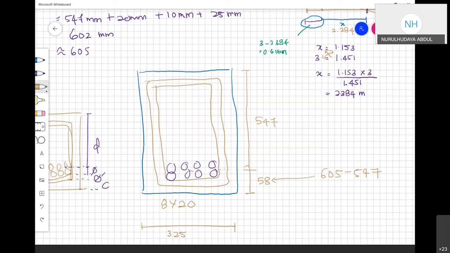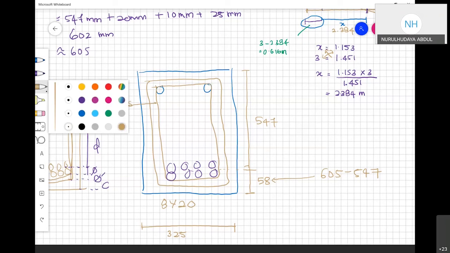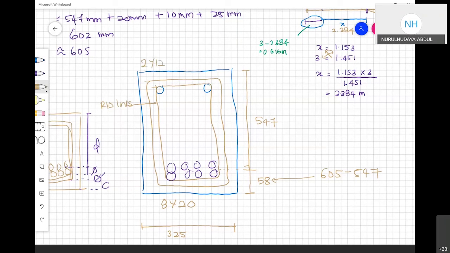Right, and then also you have this R10 link. And also sebenarnya dekat atas ni kita ada juga bar, but this one adalah hanger bar only. So mungkin kita boleh label dia lah 2Y12 hanger bar. Itu saja. Alright, so this is the sketch. Basically, yes, itu sahaja.